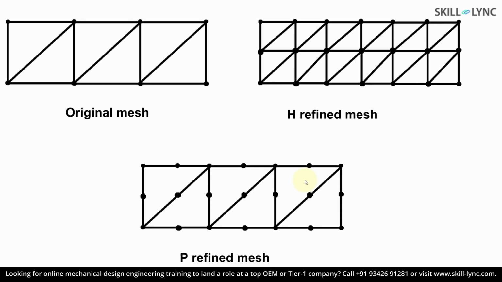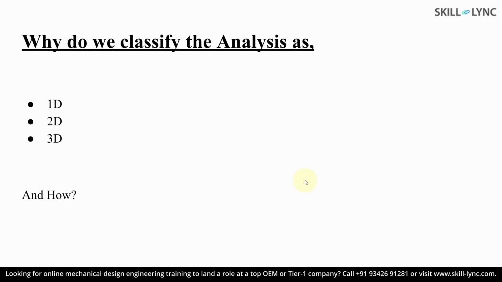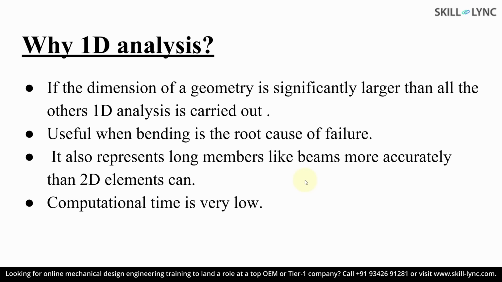In FEA, depending upon our requirement, we tend to reduce the computational power required to solve a problem using different types of analysis. So depending upon our requirement, FEA analysis consists of 1D, 2D and 3D analysis. First, let's start with 1D. If your FEA analysis consists of a model which has one of its dimensions significantly larger than the other, then we tend to go for a 1D analysis.